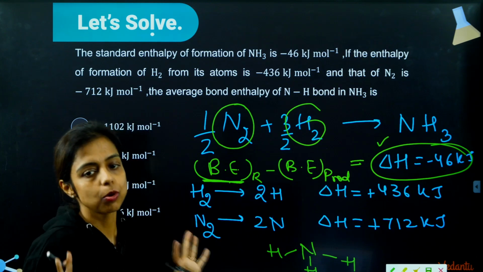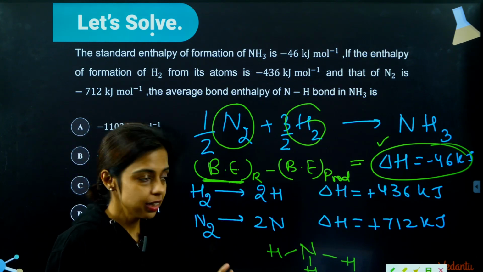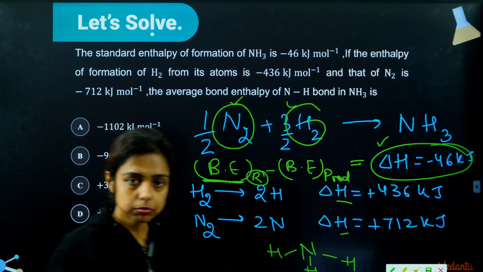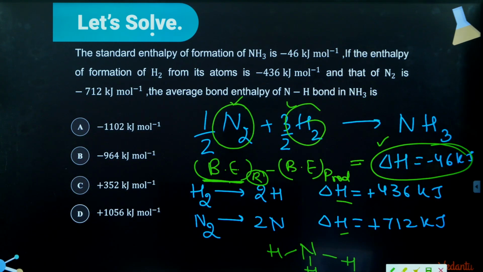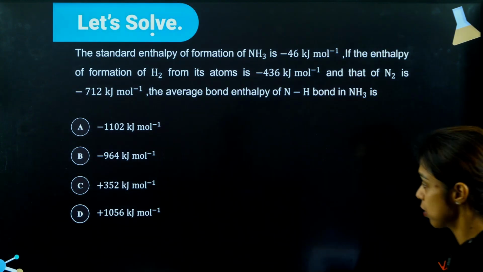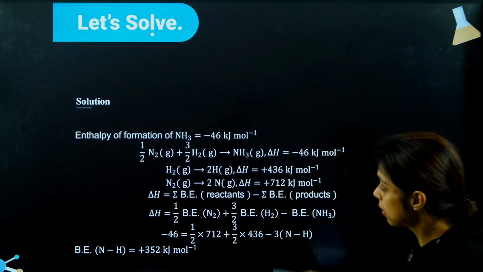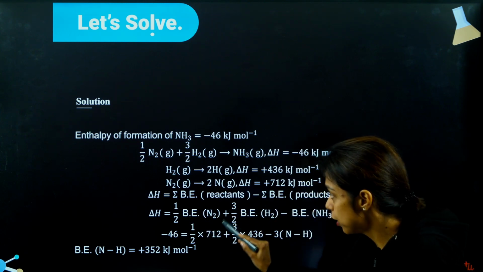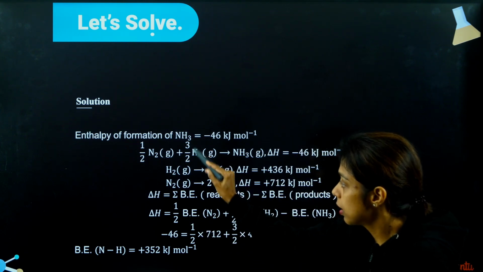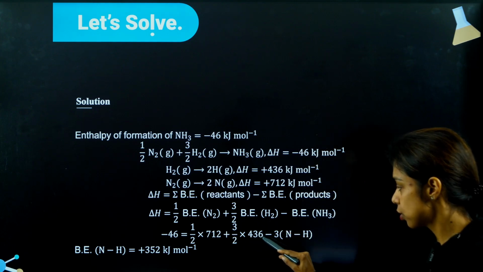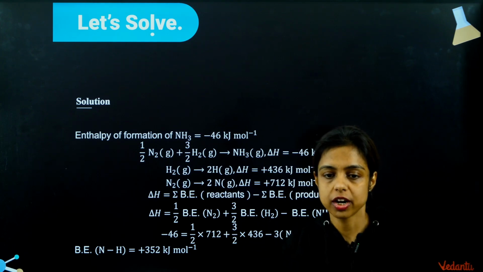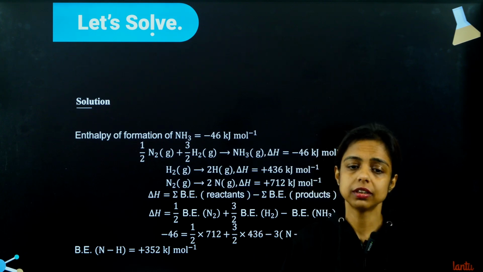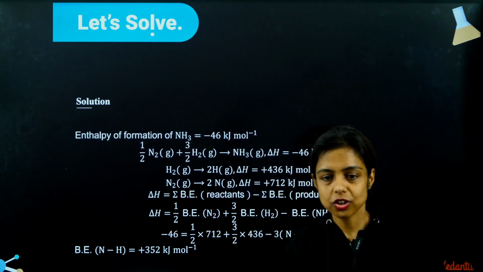Putting the values of bond energy, you will get your answer, right? In the reactant, put the bond energies of nitrogen and hydrogen given here. Ammonia has 3 nitrogen-hydrogen bonds and you are supposed to calculate the value of the nitrogen-hydrogen bond. So you can see here, bond energy of reactant minus bond energy of product: half into bond energy of N2, that is 712, 3 by 2 the bond energy of H2, that is 436, minus 3 times the bond energy of the nitrogen-hydrogen bond. Very simple. Just put the values and you'll get your answer. Just make sure there is no calculation mistake.